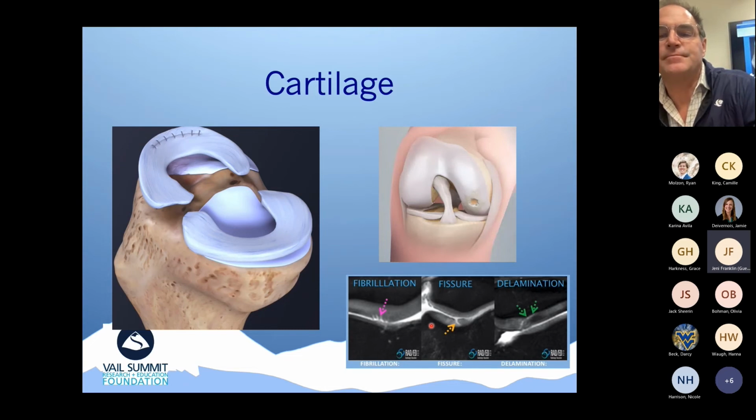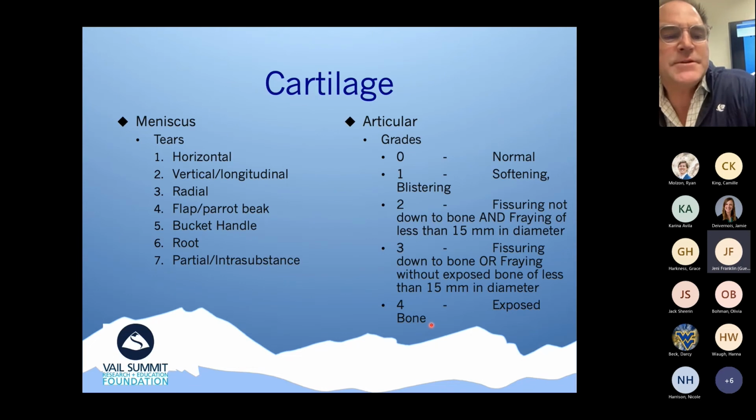Does that make sense? So these are different types of tears of the meniscus, and you will get asked that when you're in the operating room with any of us knee guys. Give me 5, 6, 7 different types of meniscus tears.